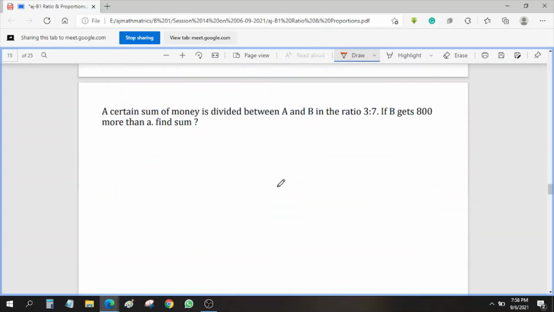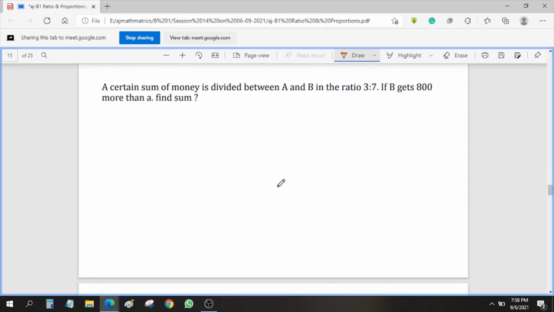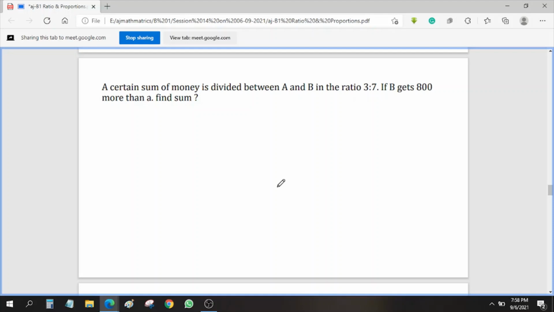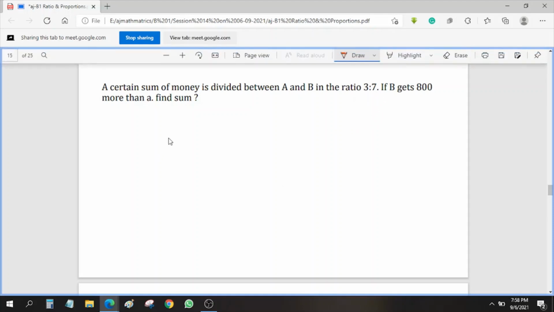Now I'll go to the next question. A certain sum of money is divided between A and B in the ratio of 3 is to 7. Now A value is what? We can consider it as 3x. B value we can consider as 7x. So total is 10x. Now if B gets 800 more than A, which means B equals A plus 800.